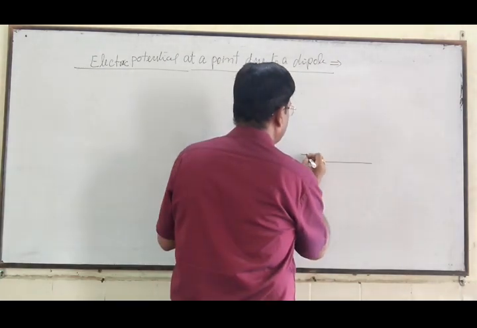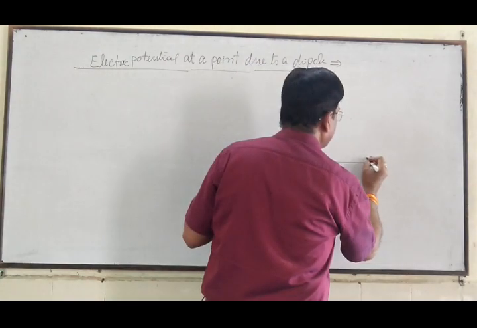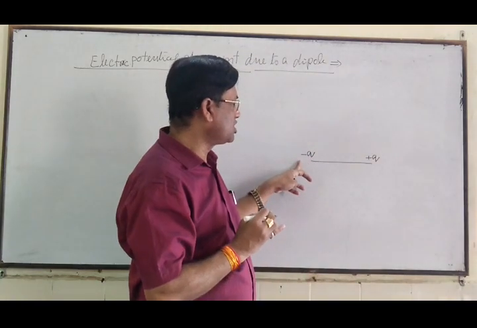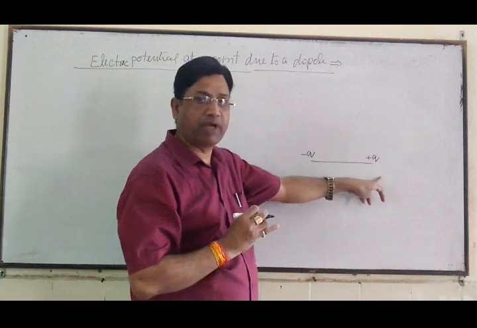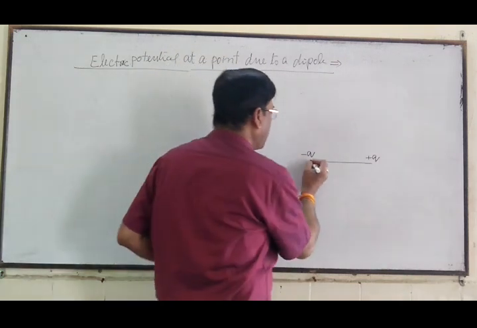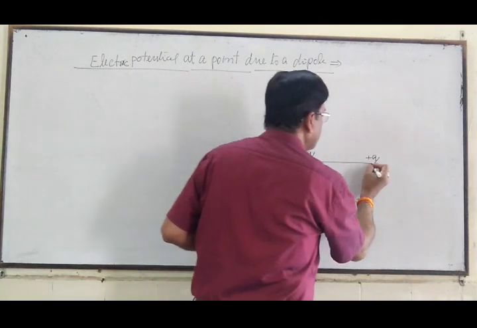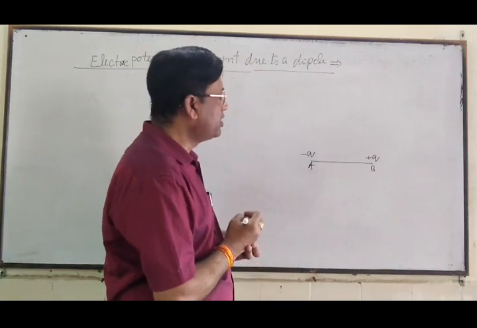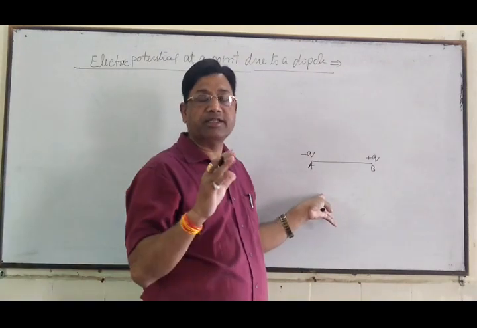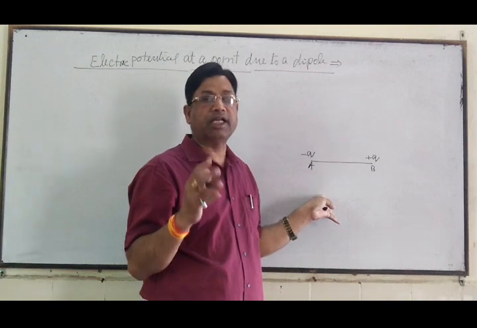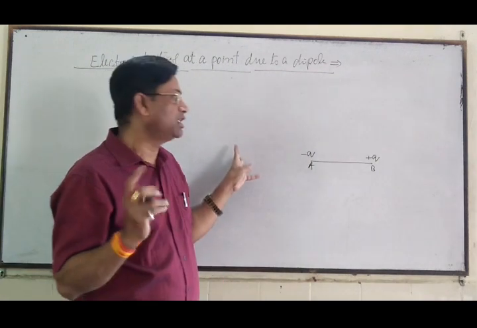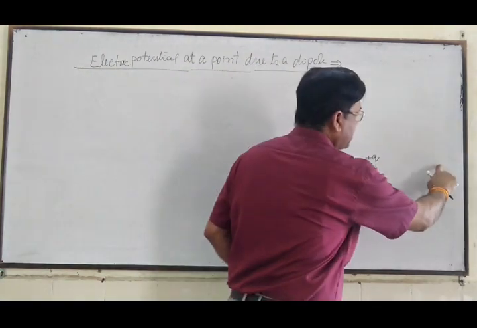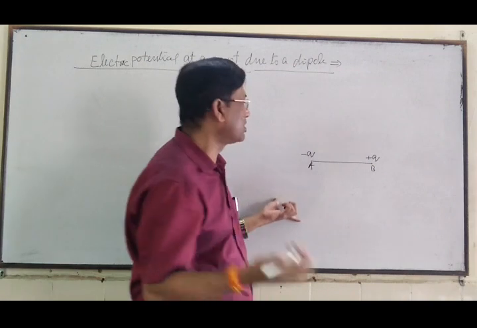Consider a dipole, a system of two equal and opposite charges, minus q and plus q, located at points A and B. There is a point P in some general location. What does general location mean here? General location means neither on the equatorial line nor on the axial line.